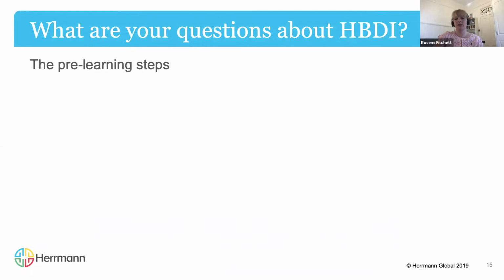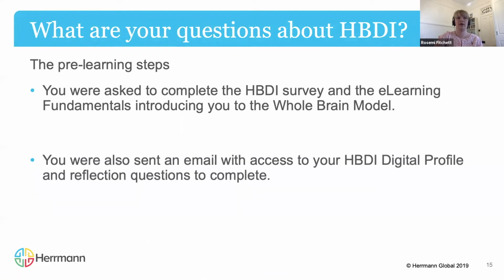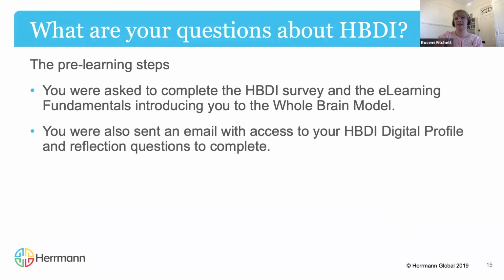Then what I would be doing is recapping on what they had done and the pre-learning steps. So if you were in this workshop, what you'd done previously was complete a survey and complete the e-learning fundamentals program, introducing you to the 4 quadrants of the whole brain model. You were then sent email access to your HBDI digital profile with reflection questions to complete.